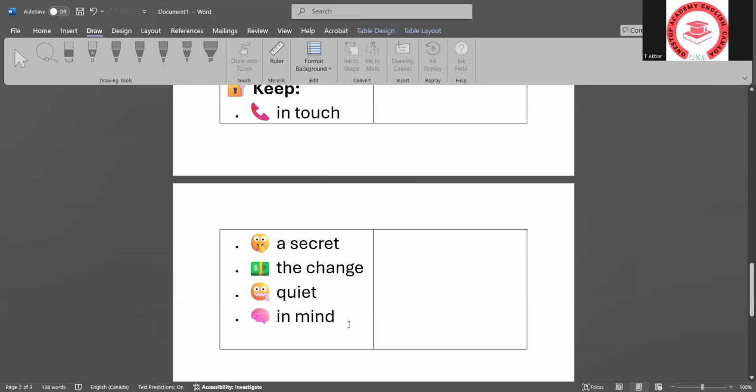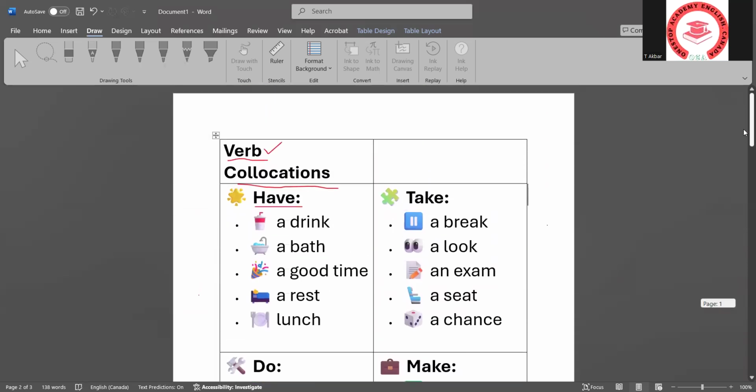These were the verb collocations, meaning the verbs that always go with certain words. Can you make sentences using these verb collocations? I can show these verb collocations to you again.